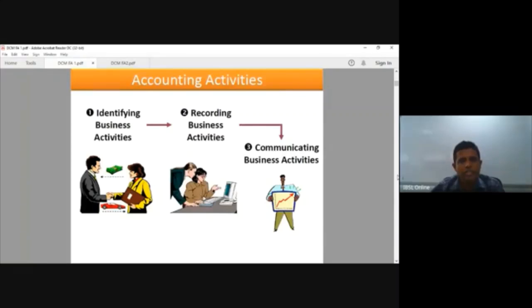This is a very summarized version of what we discussed on the earlier slide. Identify the business activities, then record the business activities, then finally you have to communicate the business activities, right? This is what accounting provides to the business.